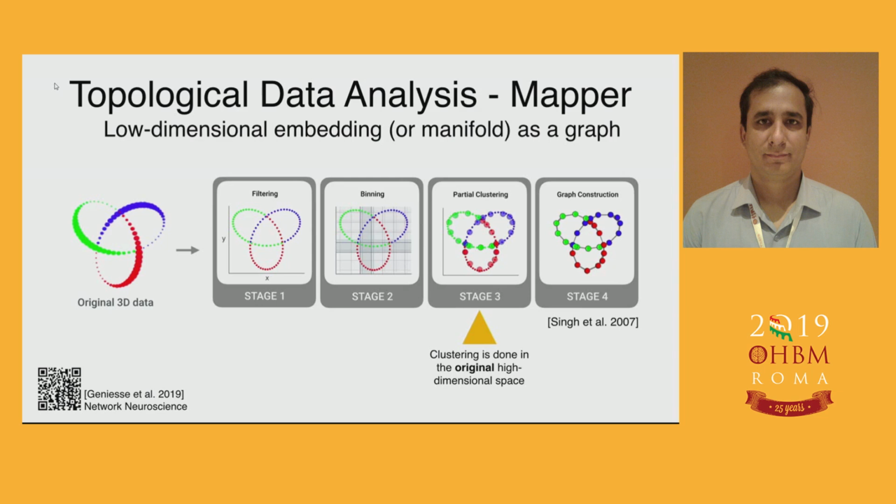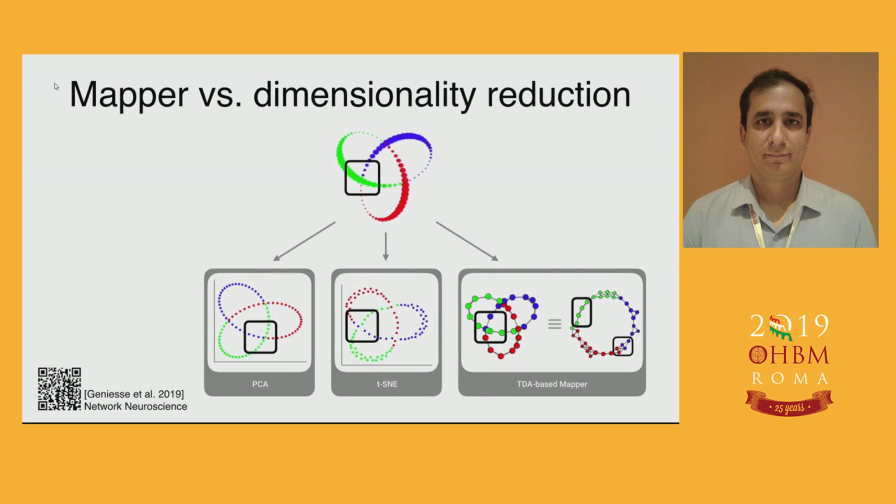But something interesting happens here, and that is that when we cluster these points within a bin, we cluster them in the original space. And that's very important to understand because whenever we do dimensionality reduction, we lose some information because you're going from high dimension to low dimension. But by keeping the clustering in the high dimensional space, we can actually capture some information that was lost when you did the low dimensional mapping.